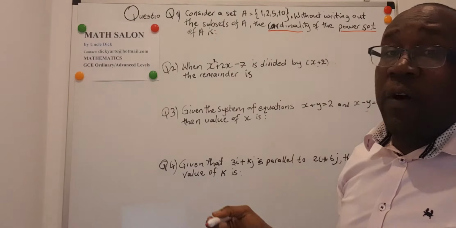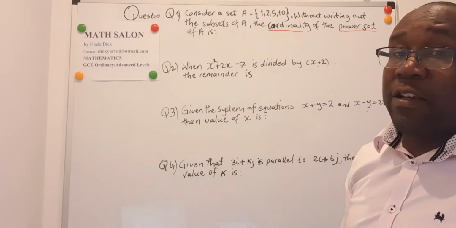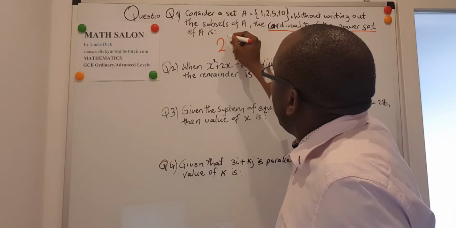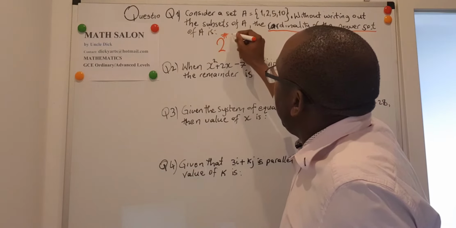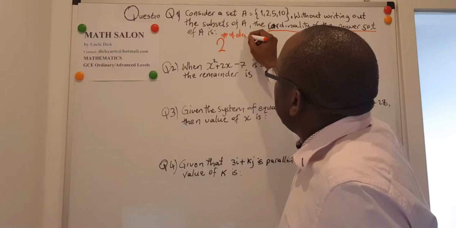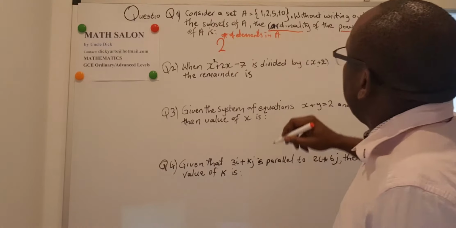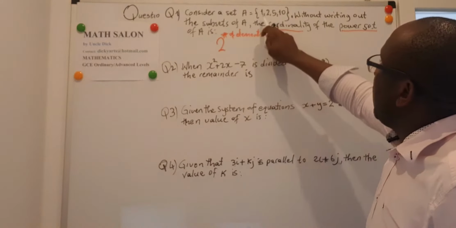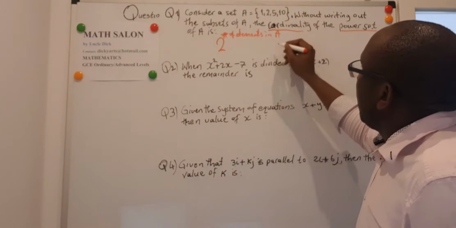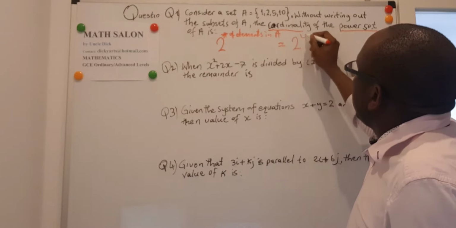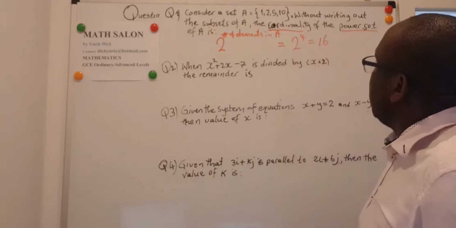So there is a short formula for being able to calculate the cardinality of the power set of a set, and that's simply 2 raised to the power the number of elements in the set A. So how many elements are there in the set A? 1, 2, 3, 4. So my cardinality is equal to 2 raised to the power 4, and that is 16.